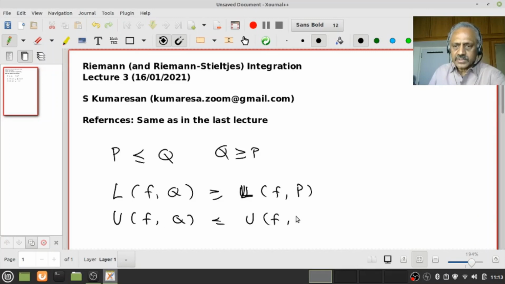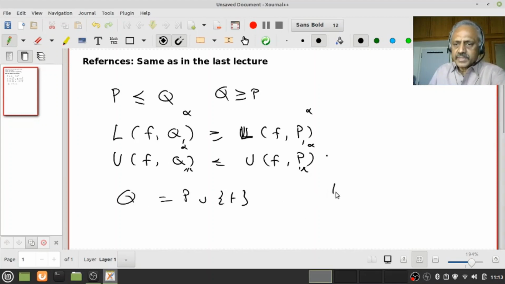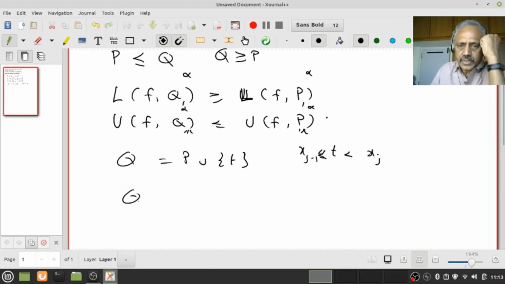We also saw the geometric meaning of all these things, with respect to alpha, where alpha is an increasing function. We actually proved it when Q was obtained from P using only one node, namely t between x_{j-1} and x_j. Now suppose Q is obtained from P union {t1, ..., tk}, let us say.